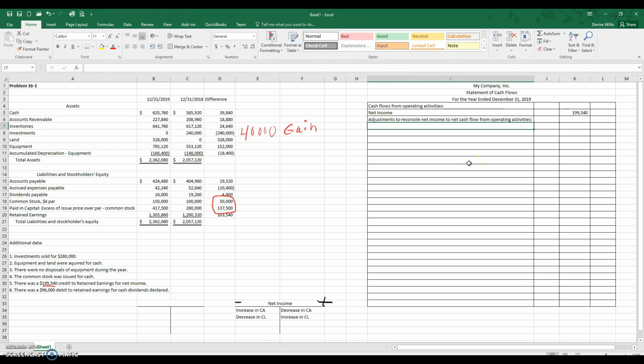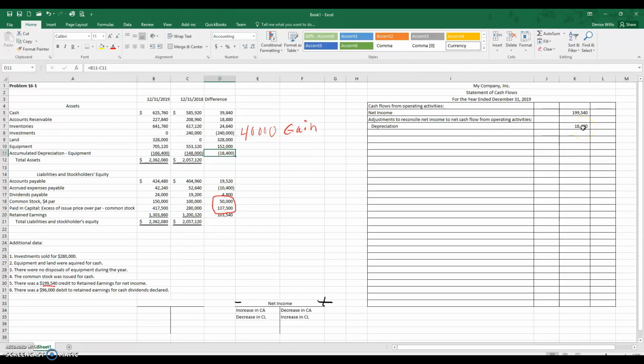Okay, very good. Our first adjustment is we have to add back non-cash expenses. Our non-cash expense is depreciation. Okay. Let me do some indenting here and make this a little easier to read. This is not going to be perfect, but I'll make it a little bit better. Okay, so depreciation is $18,400. Where did we get that? That is this amount right here. Okay. The difference in accumulated depreciation gives us our depreciation. We're going to add that back.